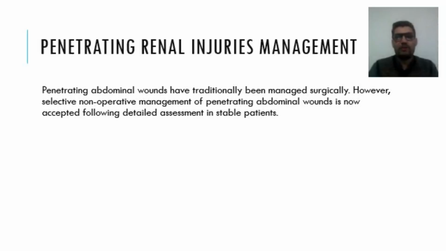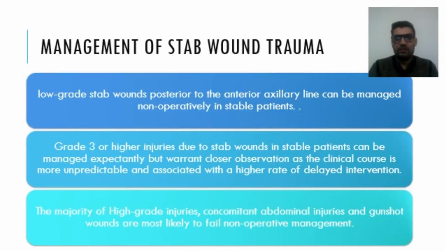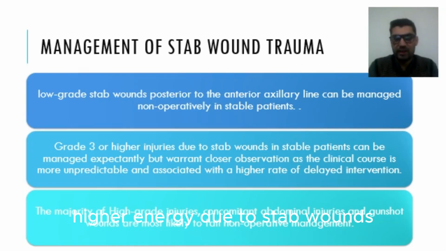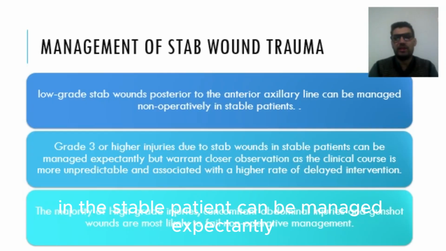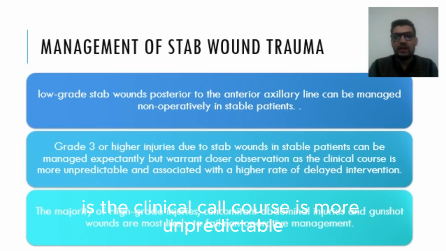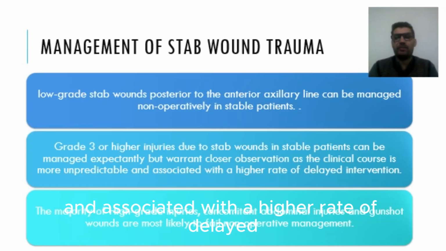Now going toward the management of penetrating renal injuries. Penetrating abdominal wounds have traditionally been managed surgically. However, selective non-operative management of penetrating abdominal wounds is now accepted following detailed assessment in stable patients. Low-grade stab wounds posterior to the anterior axillary line can be managed non-operatively in stable patients. Grade 3 or higher injuries due to stab wounds in the stable patient can be managed expectantly but warrant close observation as the clinical course is more unpredictable and associated with a higher rate of delayed intervention.